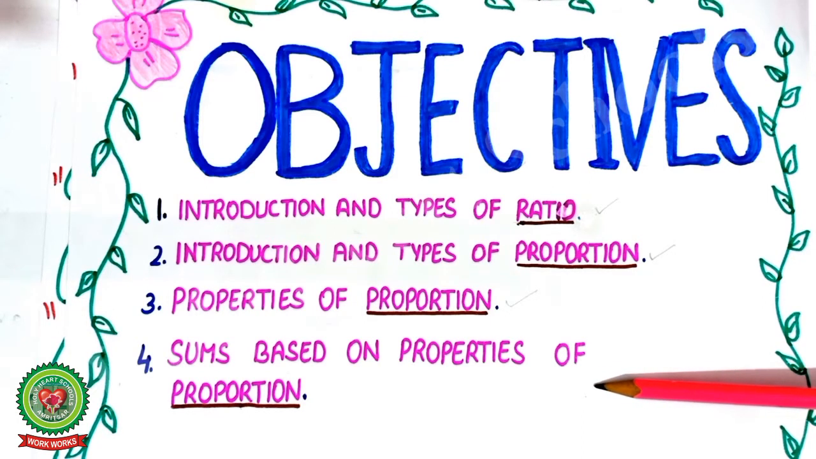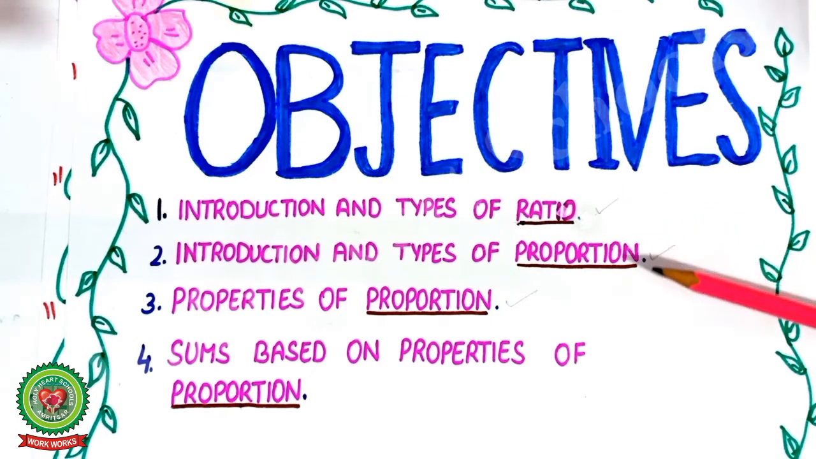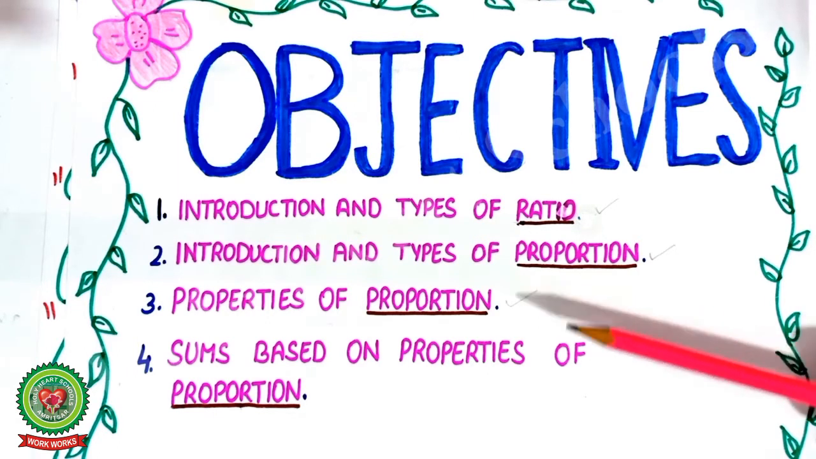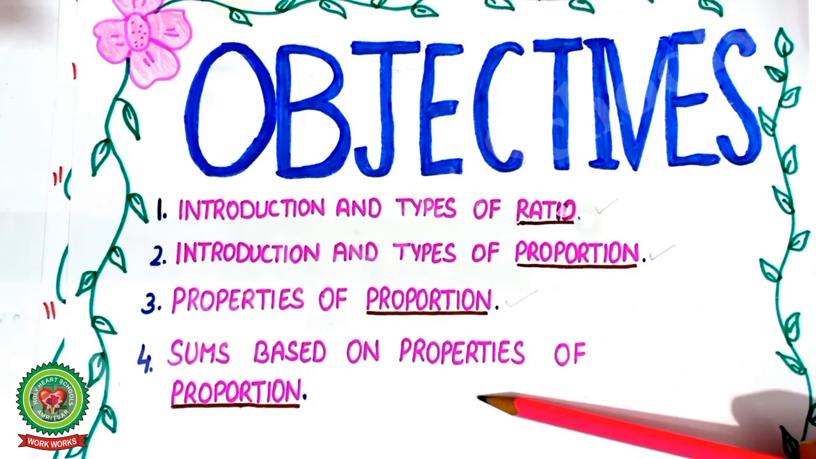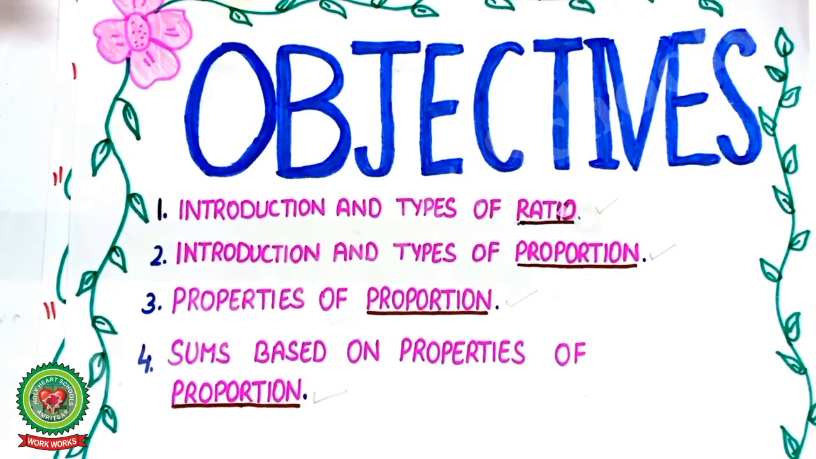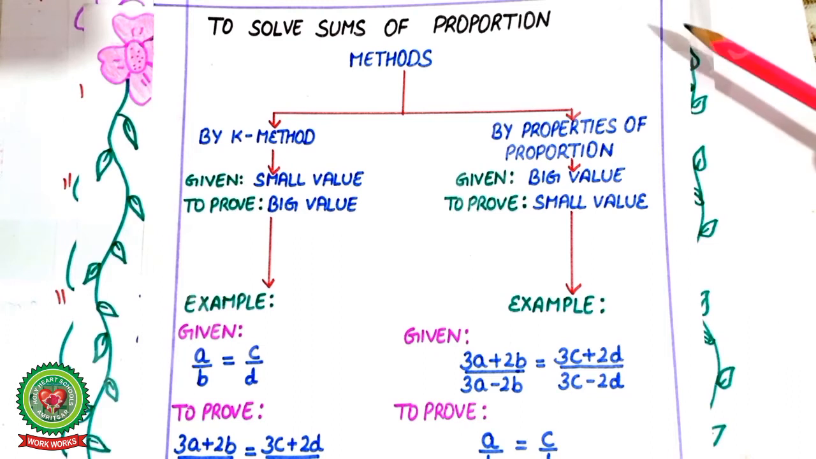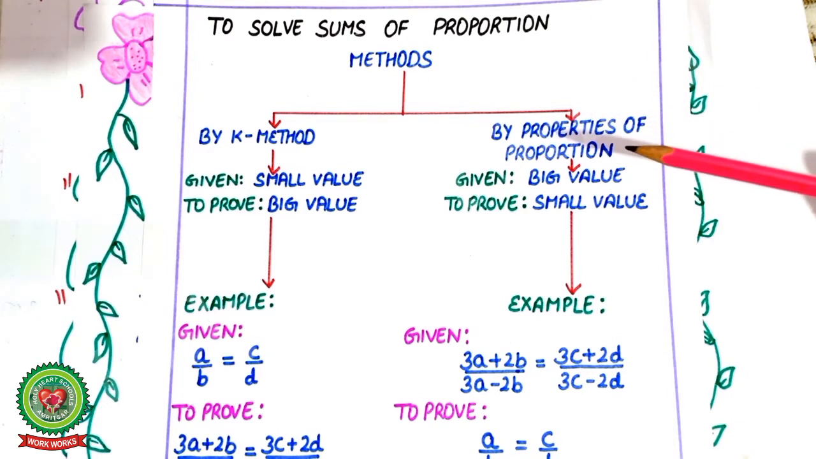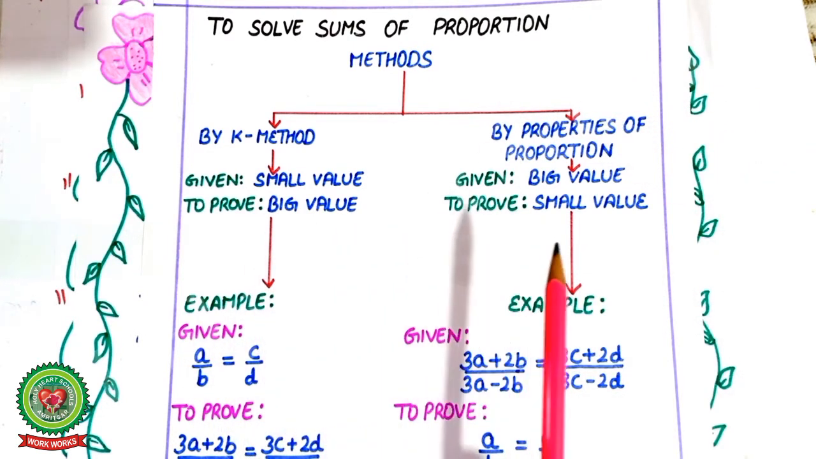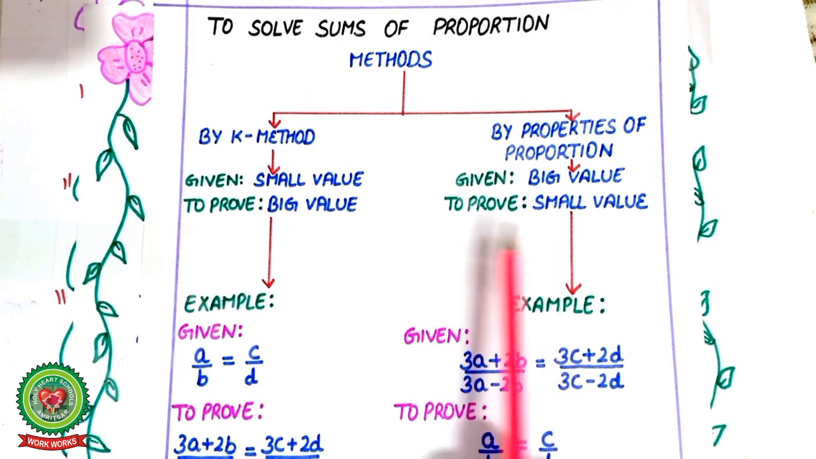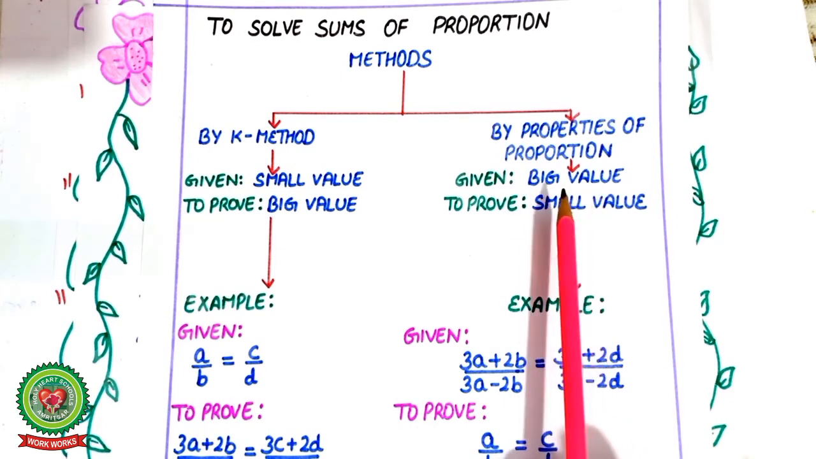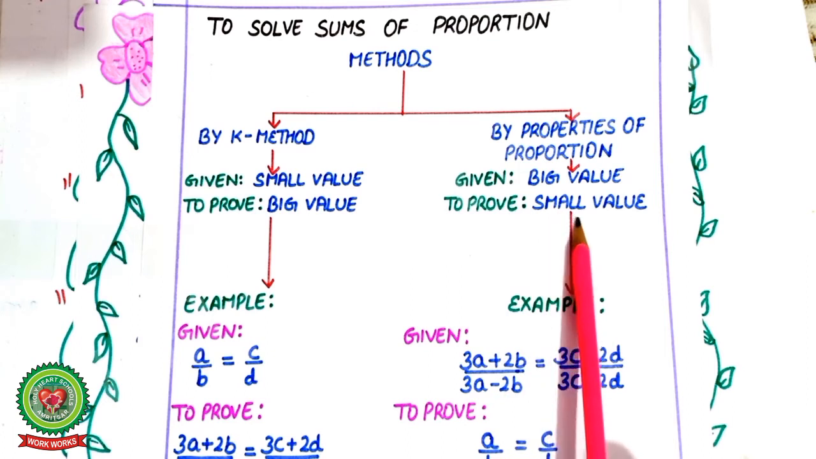We have already discussed introduction and types of ratio, introduction and types of proportion, and properties of proportion. So today we are going to discuss sums based on properties of proportion. As we know, there are two methods to solve sums of proportion. First is the K method and second is the properties of proportion method. In the K method, a small value is given and we have to prove a big value. And in properties of proportion, the given value is big and we have to prove a small value.